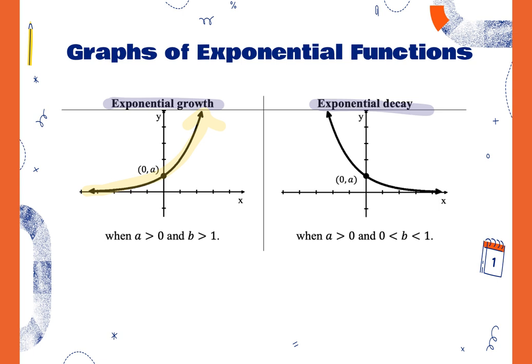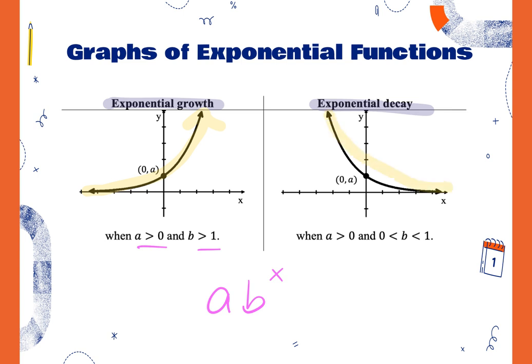So in this case, this A and this B that they're referring to would be the A on the front and the B being raised to the power. So if A is bigger than 0, that means A is positive, and B is bigger than 1, that means it's a whole number, or even if it's a fraction, it's an improper fraction, because that can happen too, then you have exponential growth. If A is greater than 0, so again, the number on the front is positive, but B is between 0 and 1, now we're talking fraction or decimal between 0 and 1, then you get exponential decay.